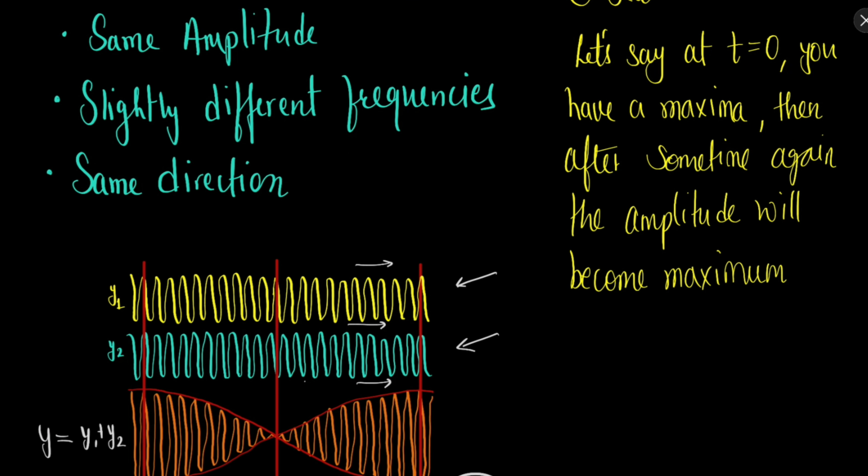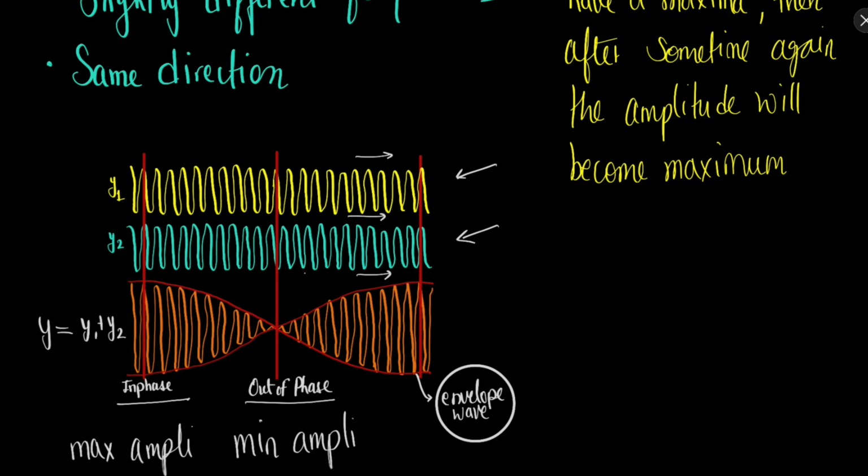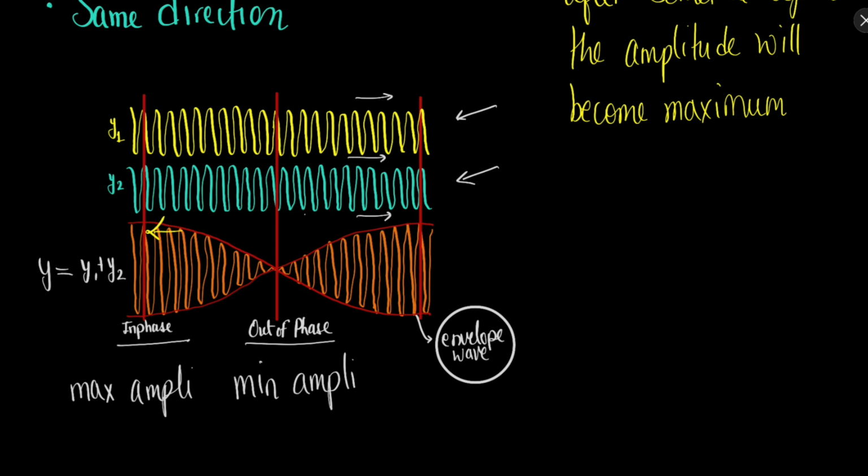So one beat consists of the region between two maxima. It can also be defined as the region between two minima, or for that matter, the region between two similar phases. To keep it simple, we can say that the beat is the region between two maxima or between two minima. For example, this region is one beat because it is from one maxima to another maxima. So this is one beat.